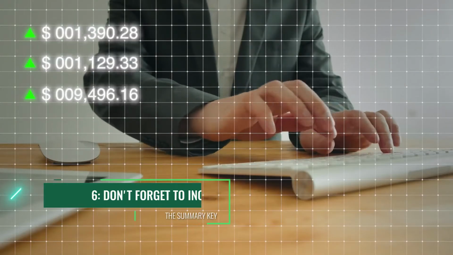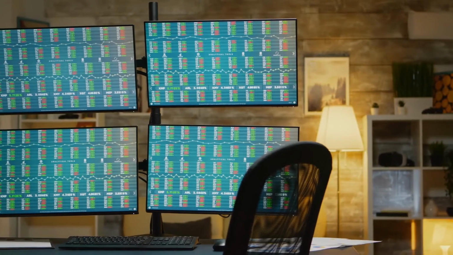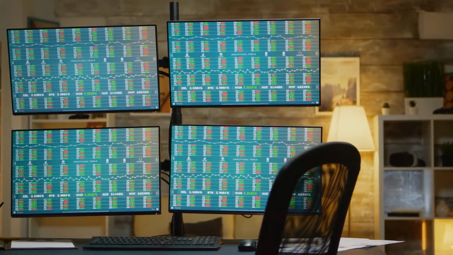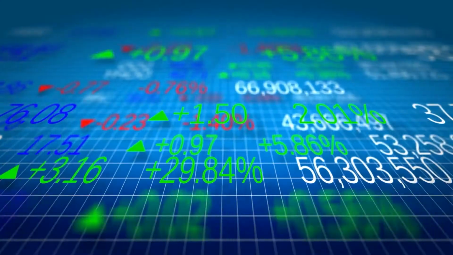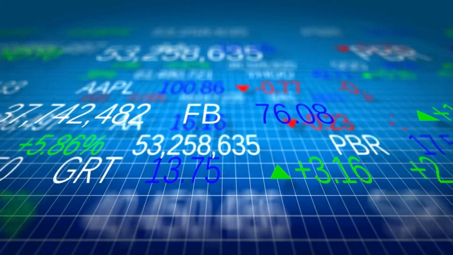Step 6. Don't forget to include the summary key. To invest in the stock market, beginners must first decode the stock chart using the summary key. It briefly summarizes the volume of stock traded, moving average, current price, and so on.